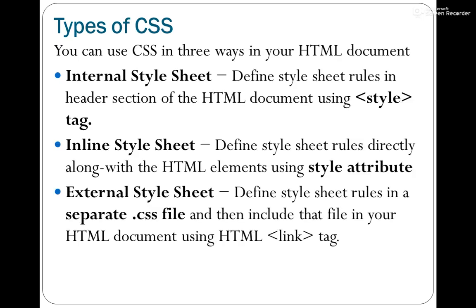So we have already seen there are a total of 3 types of CSS. The first type is internal style sheet. Here I have mentioned that we have to use a style tag for the internal type of style sheet. And second is inline style sheet, which we will see today in detail. In inline style sheet we have the style attribute. And the third and last type of CSS is external style sheet.